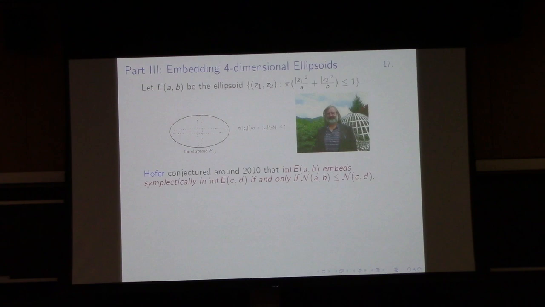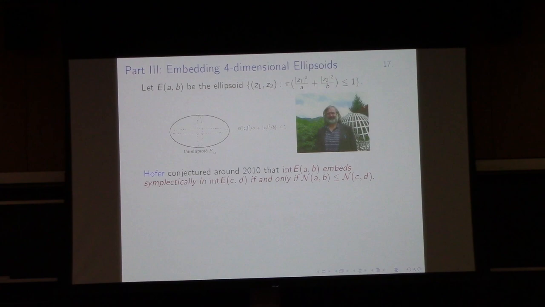So now I want to talk about embedding ellipsoids, which is what I've been working on a lot, starting off with a four-dimensional ellipsoid. Helmut was interested in this question. So we have an ellipsoid. It's now got two measurements, a and b, because any ellipsoid in four dimensions, you can always normalize it. So x1, x2 are its first axis, and x3, x4 are its second axis. So it's got two numbers associated with it, which are the areas. So you can diagonalize it. So we have this nice ellipsoid.